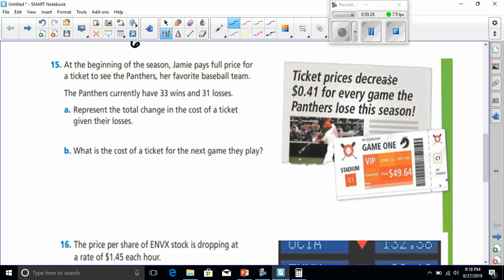All right. So let's examine exactly how many losses the Panthers have. Well, according to this, the Panthers have lost 31 games, right? And it says here that they're going to reduce the ticket prices 0.41 for every one of those losses. So we would have to take 31 and multiply it to 0.41. And that would tell us the total change in the cost of the tickets, right?